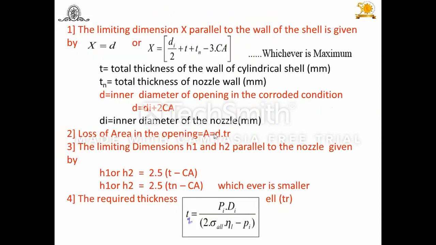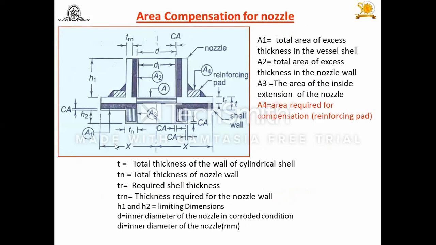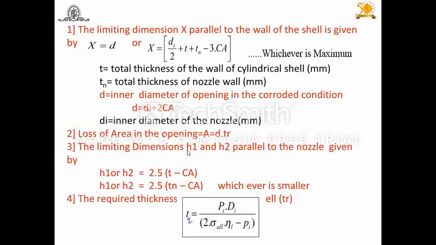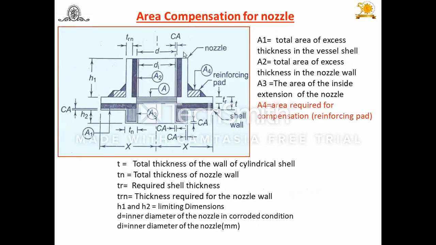Look at this. Now, first of all, what do we have to do? We have to decide the limiting dimension X. Limiting dimension X. X means this dimension. And how to decide this dimension? Otherwise, what will happen? You can take this area of compensation towards this side, along this side also. That's why you have to decide this X. The X should be equal to D. D means the inner diameter of the nozzle in corroded condition. That is given here. Look at this. This is D. D means Di plus 2Ca. Ca this side, Ca this side. Di plus 2Ca means this D.